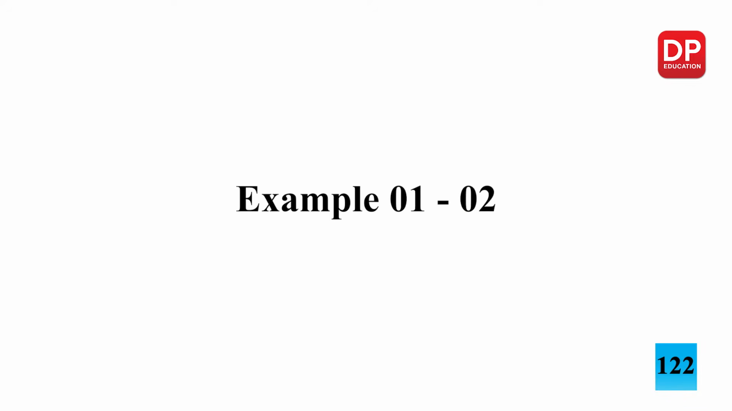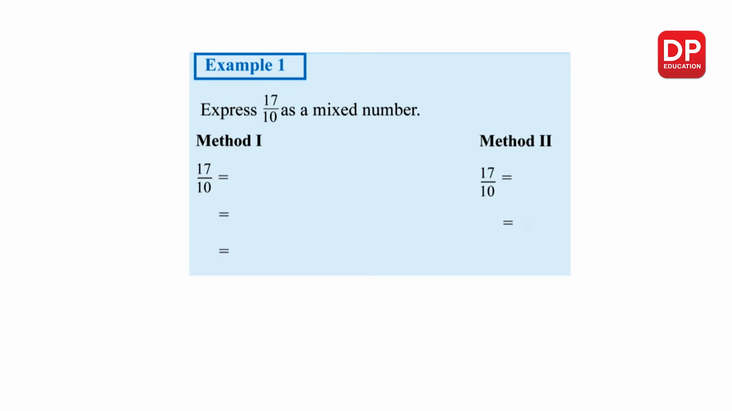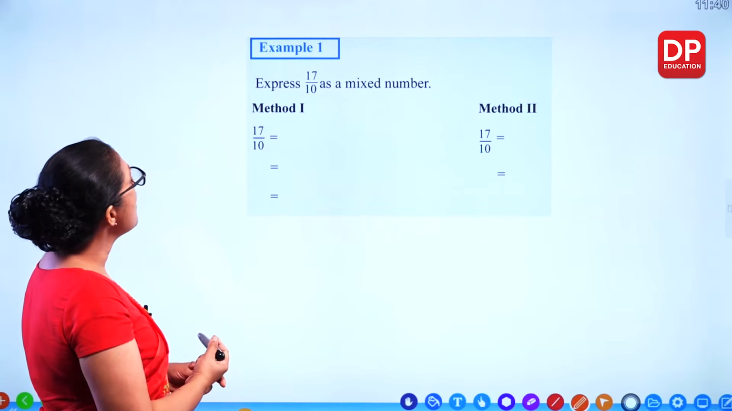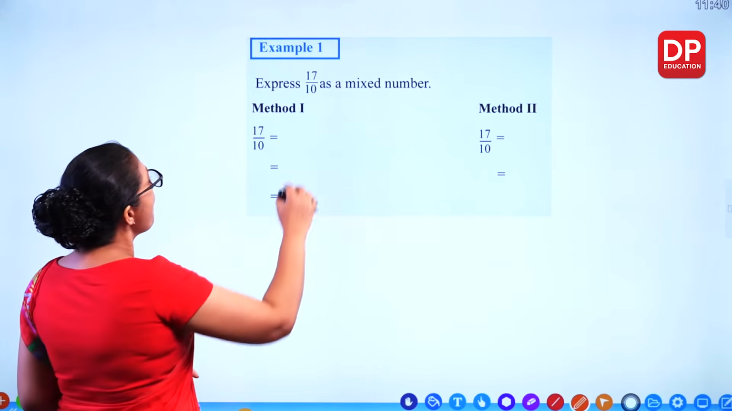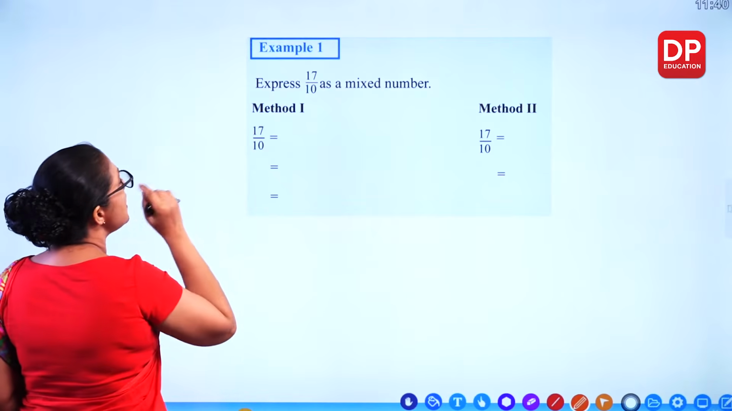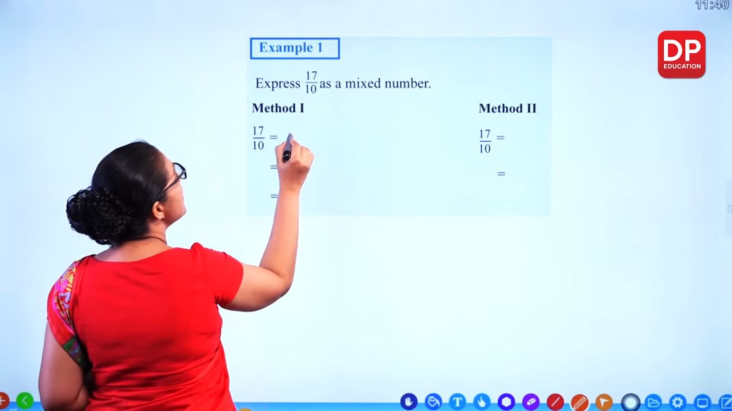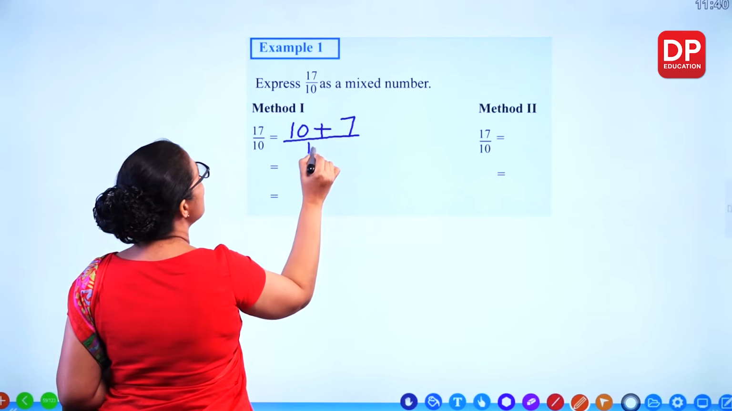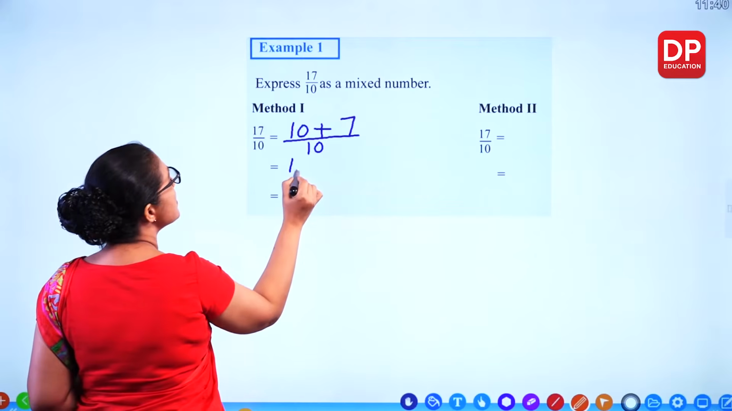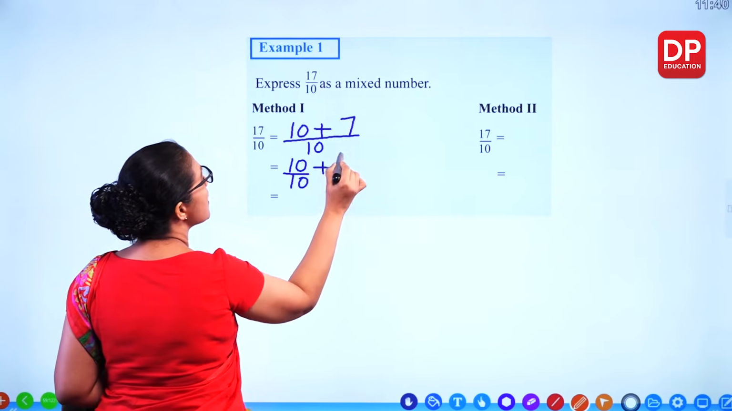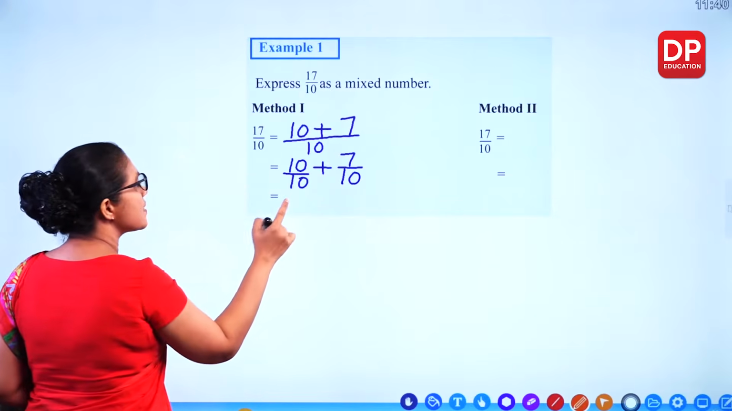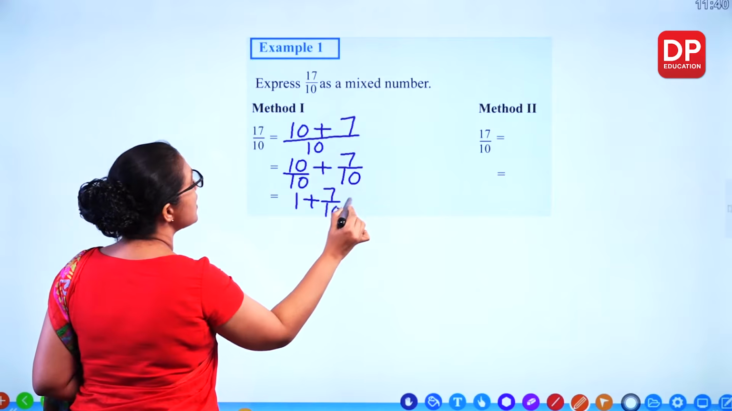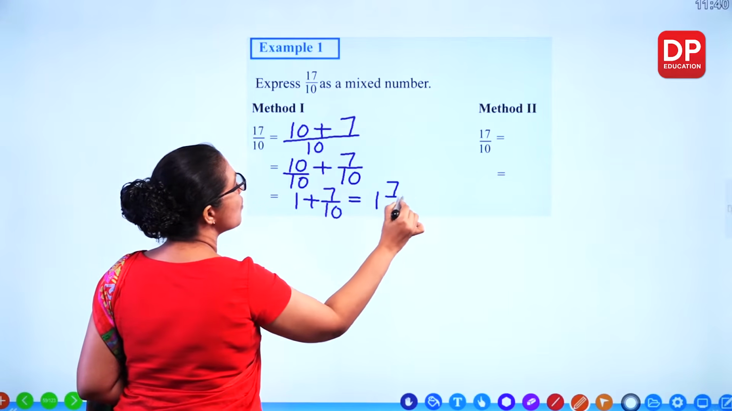This one, express 17 over 10 as a mixed number. So you have two methods. So what's the first one? You can use 17 in terms of 10. 10 plus 7. I can write 17, 10 plus 7 like this. Then separate it. 10 over 10 plus 7 over 10. 10 over 10 is 1. 1 and 7 over 10. You can write 1, 7 over 10.